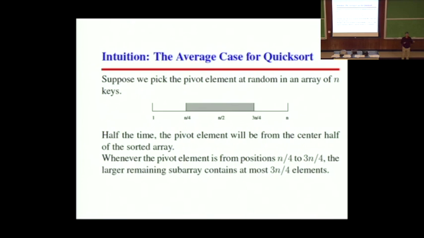I'm going to randomly pick one, just like I randomly pick the student, right? And there's a 50-50 chance it would come from the good region or the bad region. Does everybody see that? So if I pick them at random, half the time I'm going to get a good one, and half the time I'm going to get a bad one. Does everybody see that?